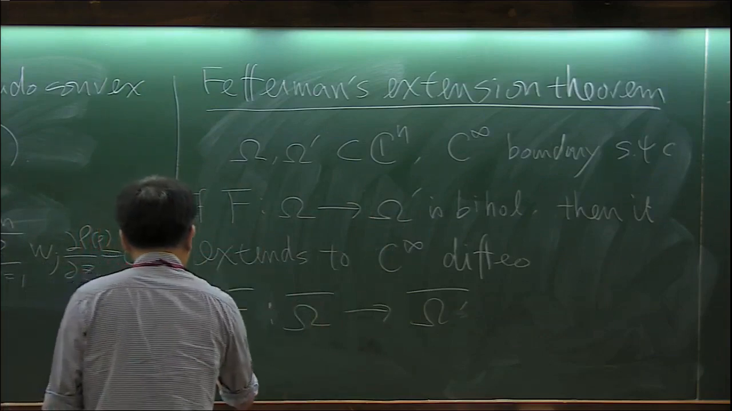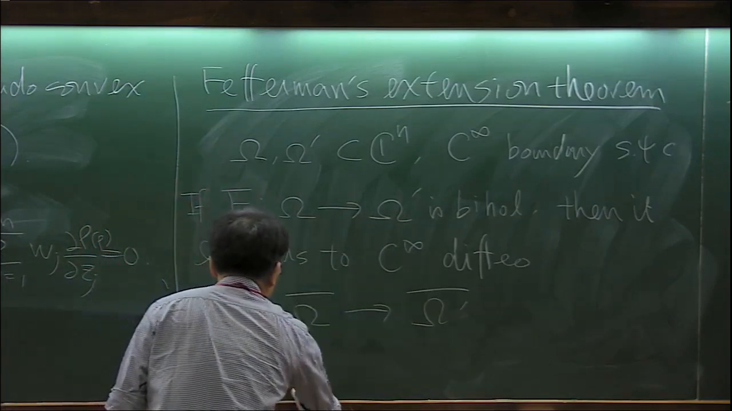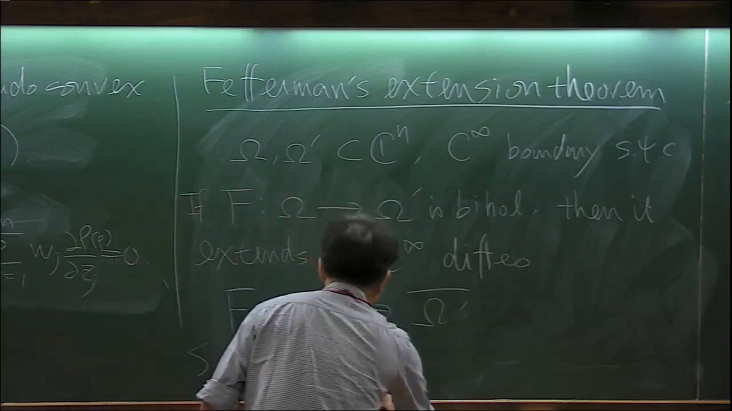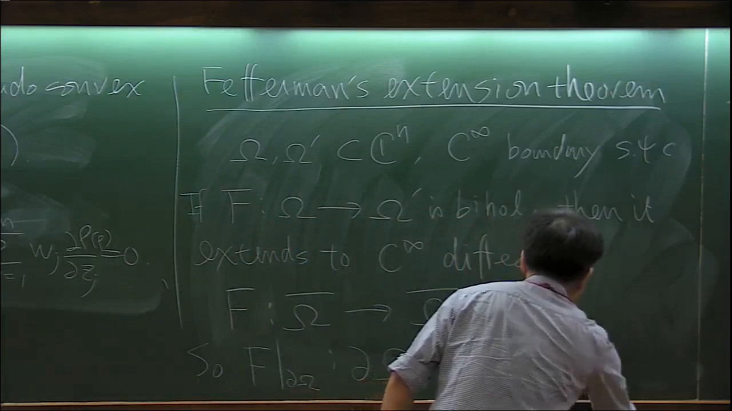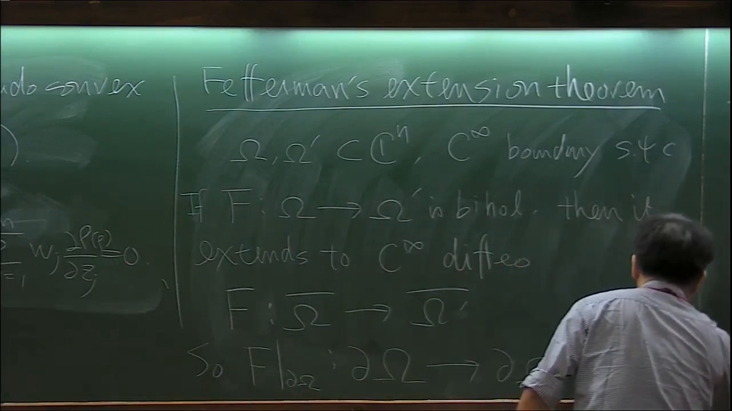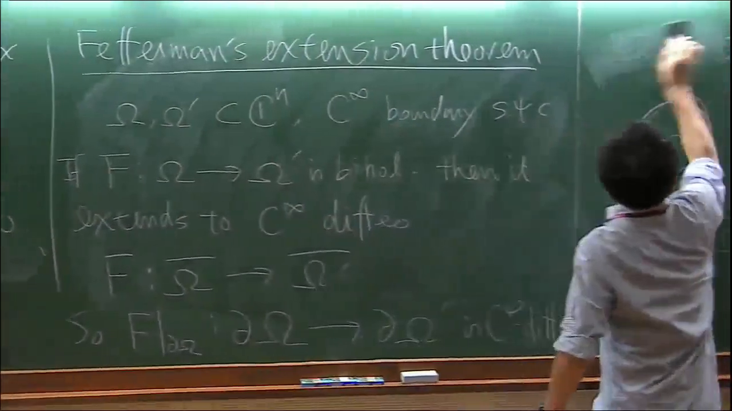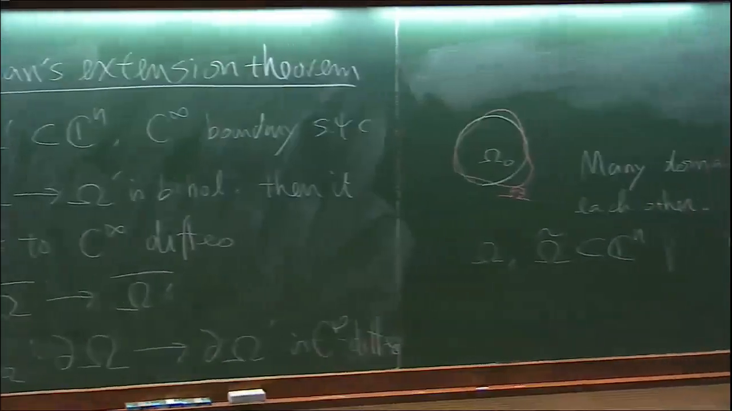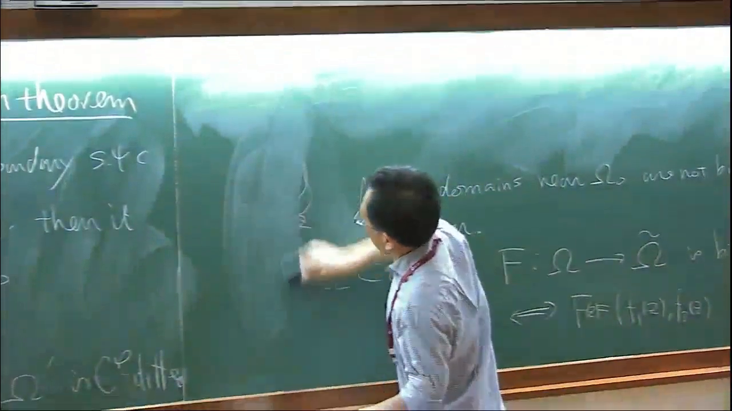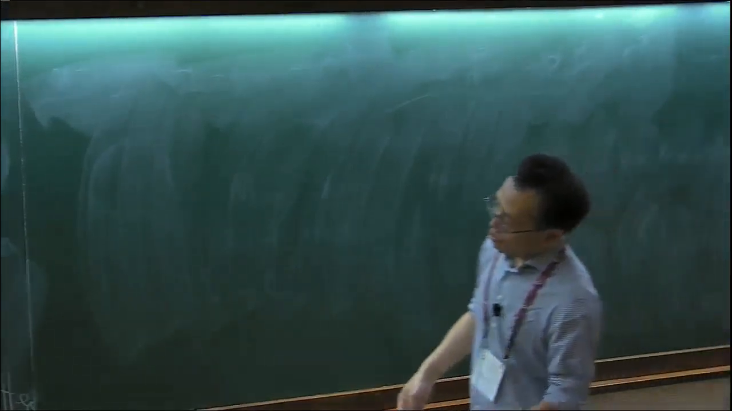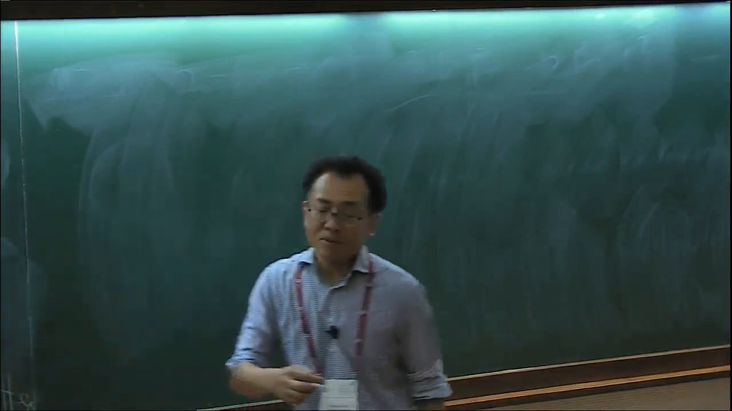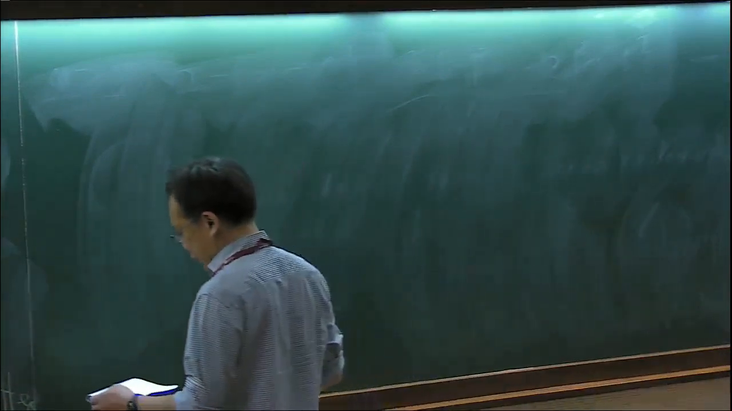If you restrict this to the boundary, the boundary map is C infinity diffeomorphic. So you have a map that extends to the boundary, and the boundary corresponds nicely. Then what is the property of this boundary map? Then I have to introduce the CR structure.